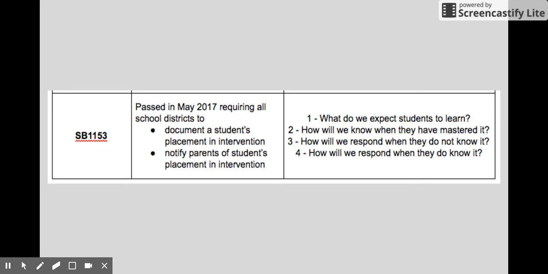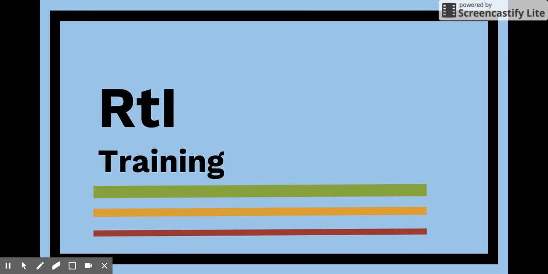that you've noticed. We have to know what we expect students to learn so that we know if they're falling in tier 1, 2, or 3. But for the most part, the Senate Bill 1153 is going to address question number 3. How are we going to respond when they do not know it? That's where we're providing those tier 2 and 3 interventions, research-based strategies to support the learners to move forward and to get that documentation and to reach success and growth for all students.